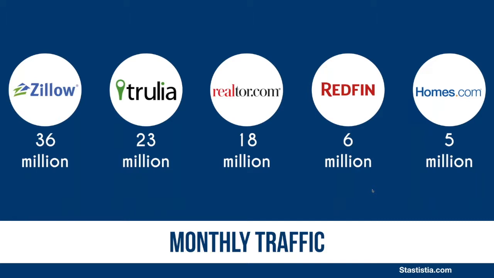Where Zillow, Trulia, and Realtor added lots of features for consumers, Homes.com was the first, but they're just barely hanging on out there because they haven't innovated yet. But Redfin is on our list.